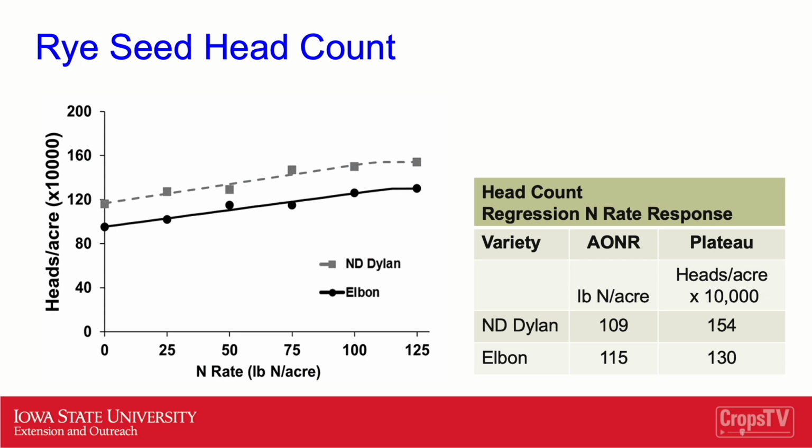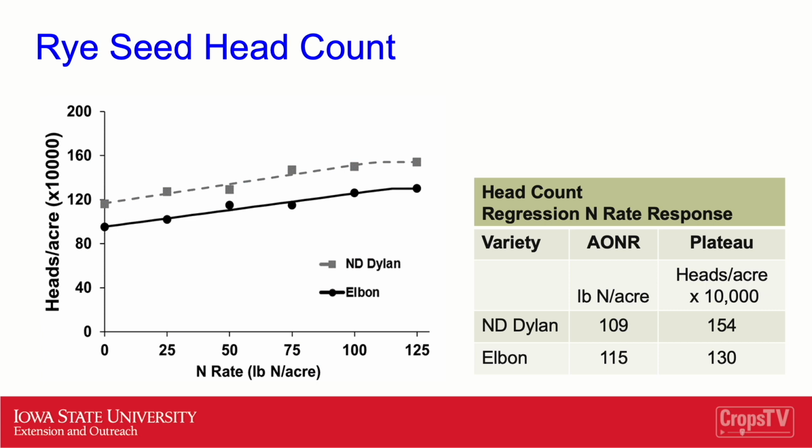We get a lot of tillering in the fall, and unfortunately we had that pretty limited in our study. You will get a little bit of tillering in the spring, and you can see how both rye varieties responded to that nitrogen rate as far as tillering.